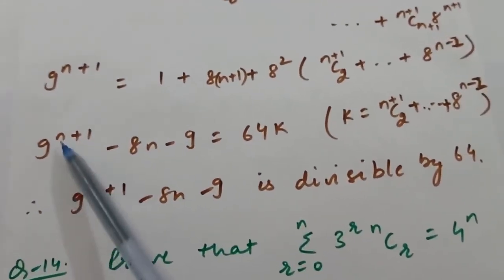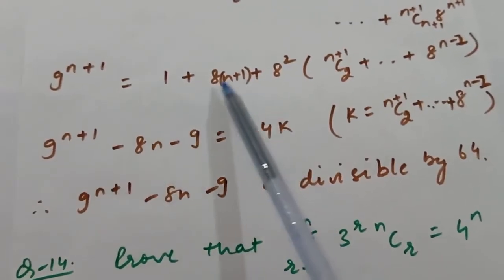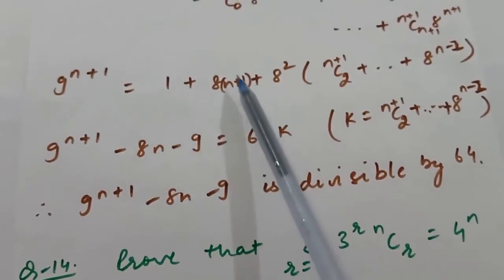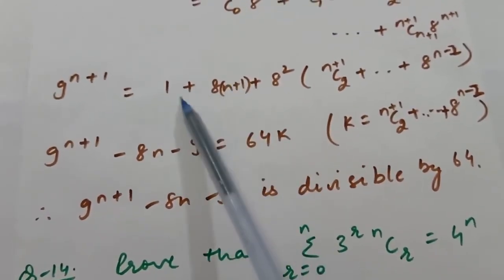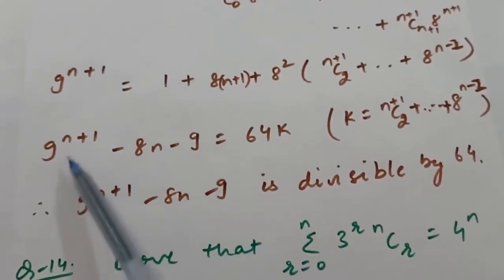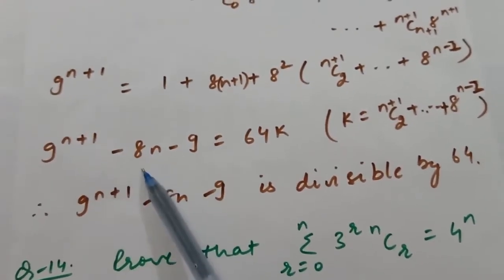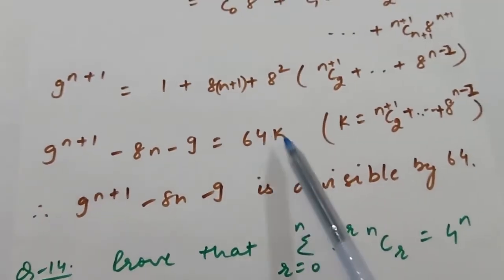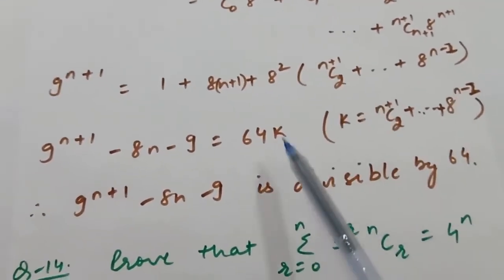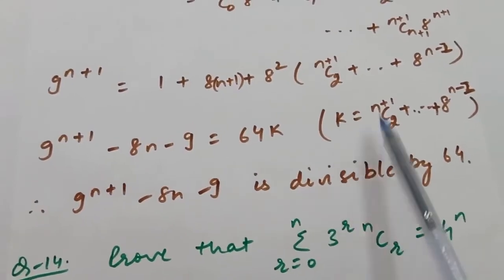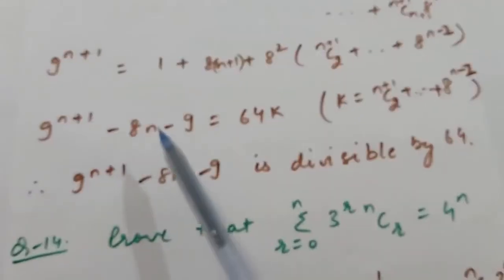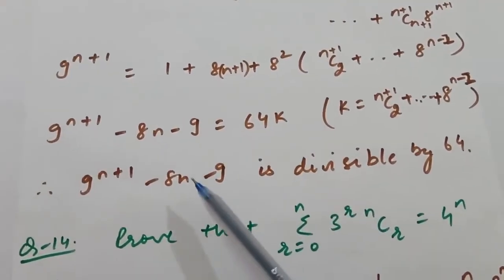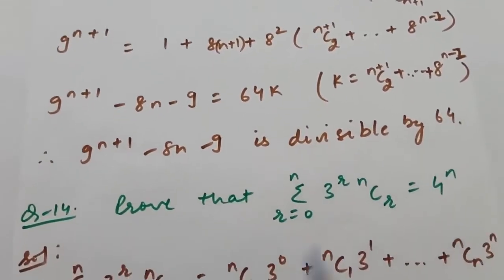Now 9 raised to the power n plus 1, this will be 8n plus 8. So 8 plus 1 is 9. Also shifting these two terms to the left side, you will get 9 raised to the power n plus 1 minus 8n minus 9 equal to 8 square, that is 64, into, let this be k, where k is this term only. Now because it is equal to 64 into k, therefore we can say this is divisible by 64.